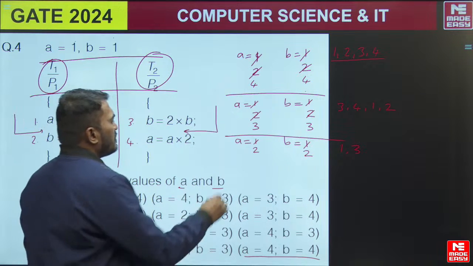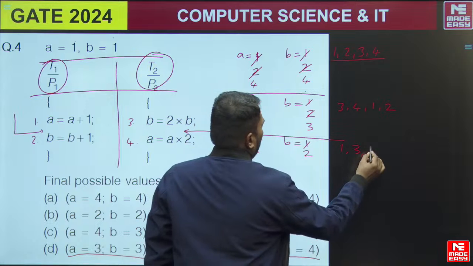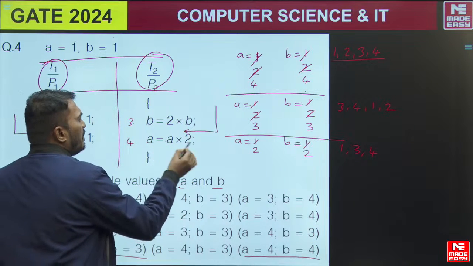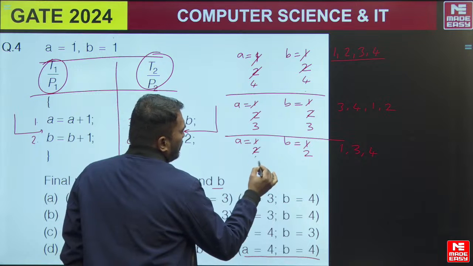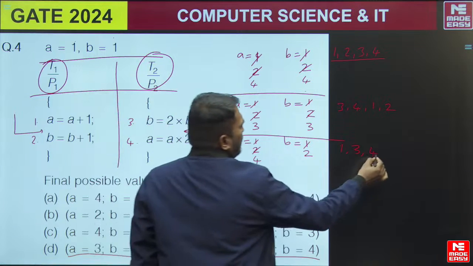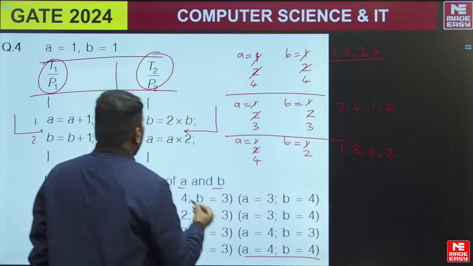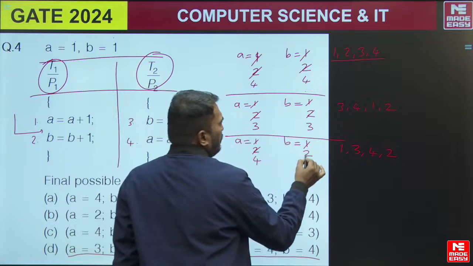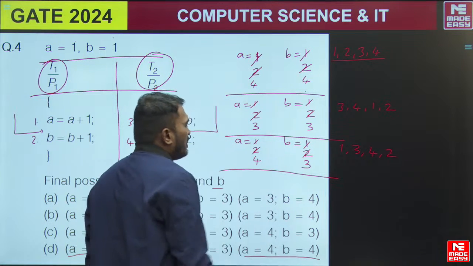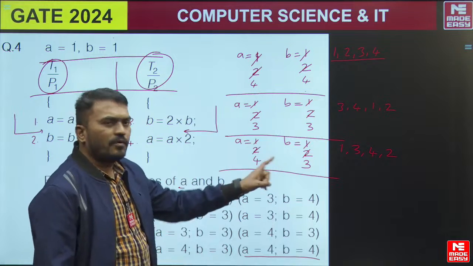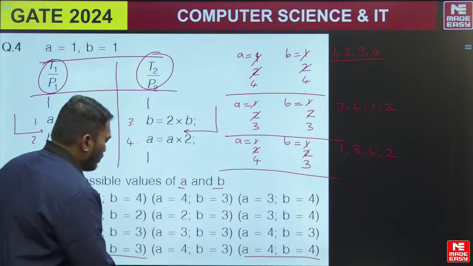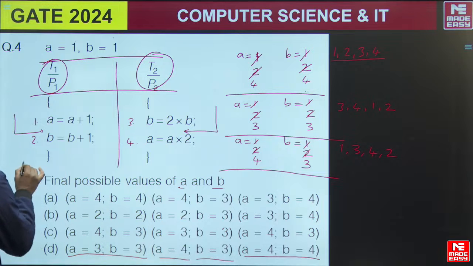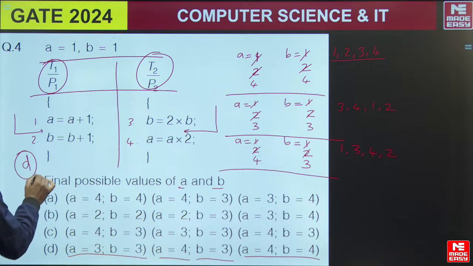Afterwards, I will execute the fourth statement. What is the fourth statement? a equal to a into 2, so that is 2 into 2, that is 4. Next I will execute the second statement here. The second statement is b equal to b plus 1, so that is 2 plus 1, that is 3. See this here, so the final value a equal to 4, b equal to 3 is possible. So the right answer is D. D is the right answer.